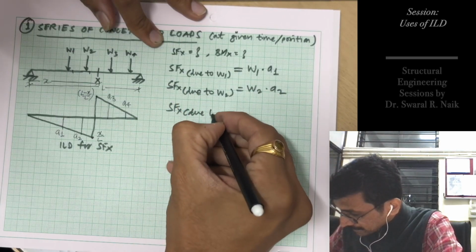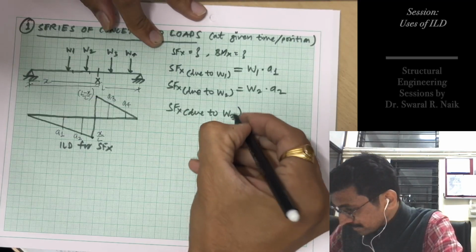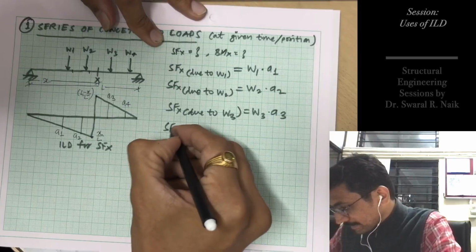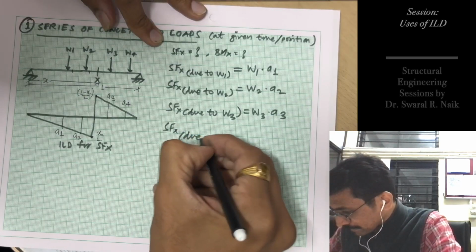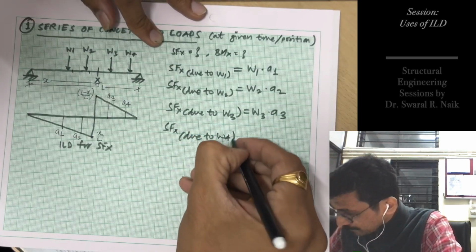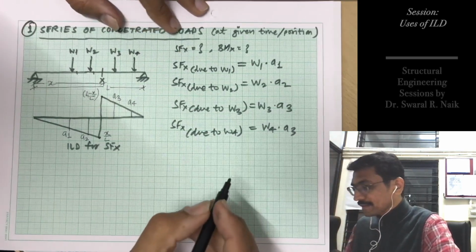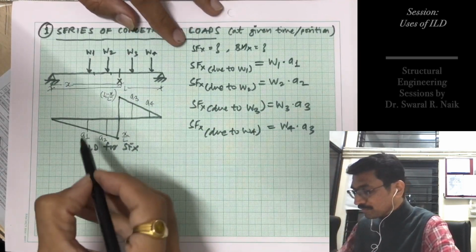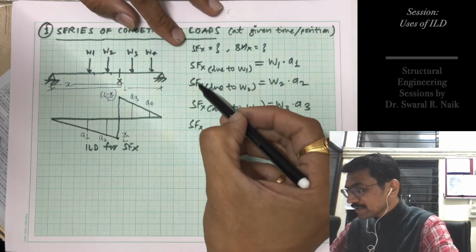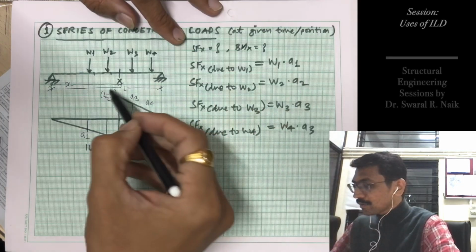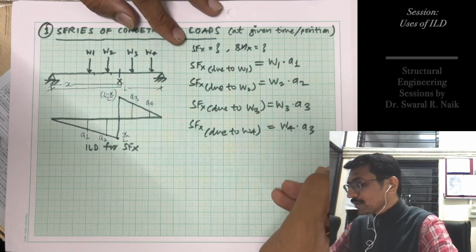SFX due to W3 is nothing but W3 A3. SFX due to W4 is nothing but W4 into A3. Right? Simple. So summing up all this shear force at X due to the individual loads and multiplying with their corresponding ordinates, we can easily calculate SF.